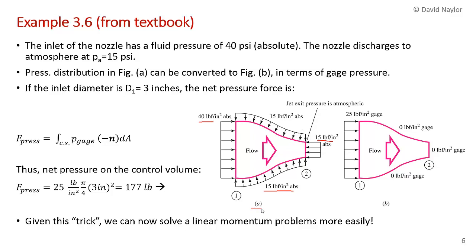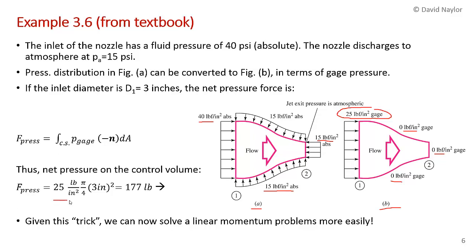So this is the complex problem, but B here is the equivalent problem where we subtract off the atmospheric pressure, which applies over the entire control surface. So the integral of the atmospheric pressure over the control surface is 0. The equivalent is that we can have no gauge pressure on the outside of the nozzle or the exit of the nozzle, and we only need to consider the non-zero gauge pressure at the inlet. So to get the net pressure, we just need to calculate the integral of the gauge pressure at the inlet.